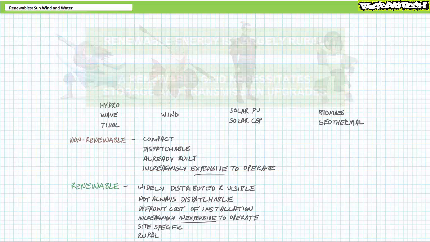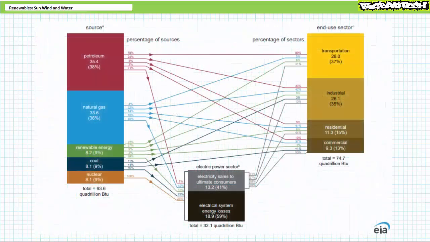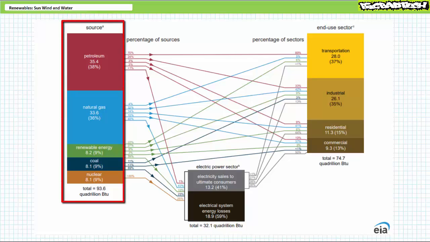All right, before we close out this lecture, I wanted to give you a quick snapshot of how the United States uses energy. At the time of this recording, our overall energy consumption looks something like this. Petroleum, 38%, natural gas, 36%, renewable energy, 9%, coal, 9%, nuclear, 9%.